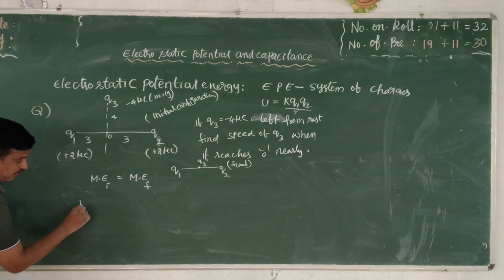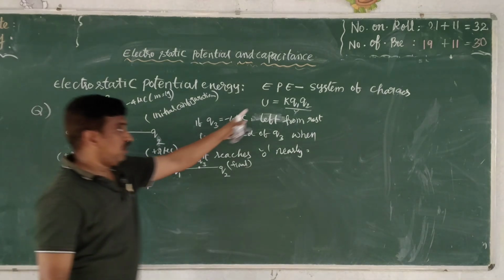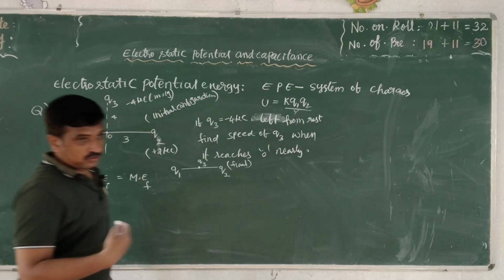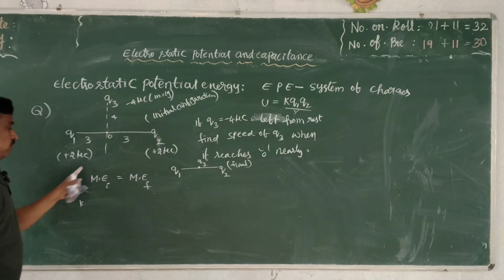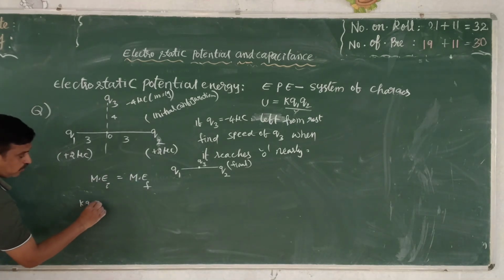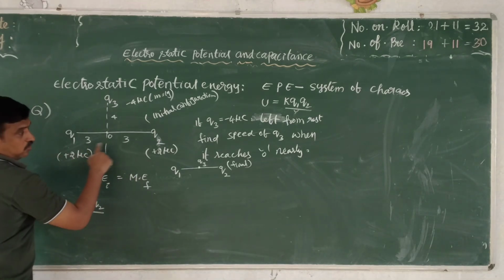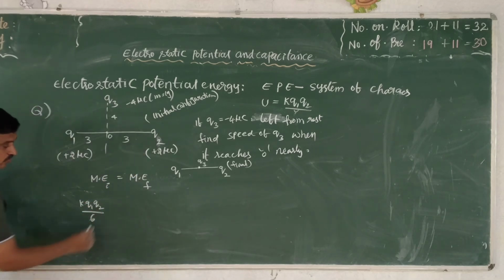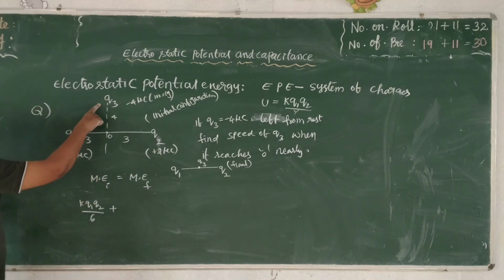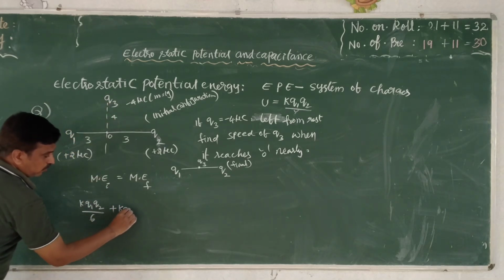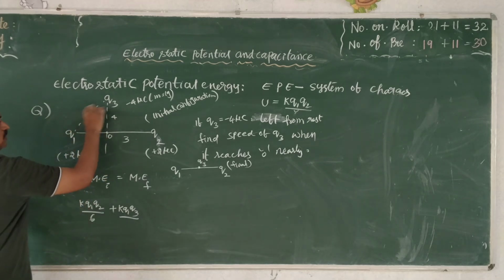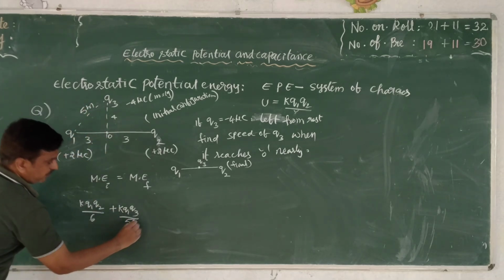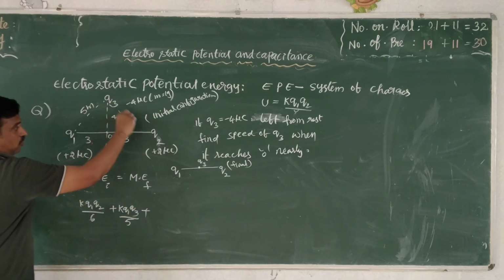The potential energy formula is K Q1 Q2 by R. With the sign, if plus, we take plus; if minus, we take minus. These two are plus only, so I write K Q1 Q2 by R, where R is 3 plus 3, 6 meters. So we can write plus here. What is the potential developed here? K Q1 Q3 by, here this is 4 and this is 3, so this distance is 5 meters. So I write 5, plus, and due to this, what is the distance here?